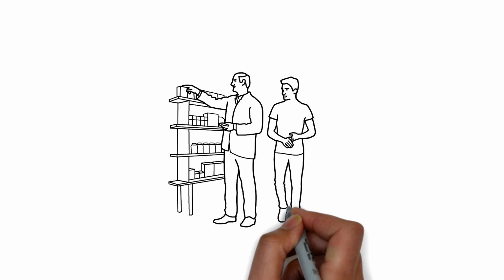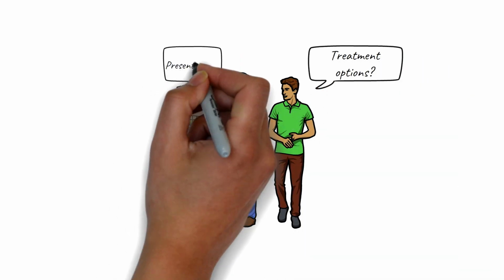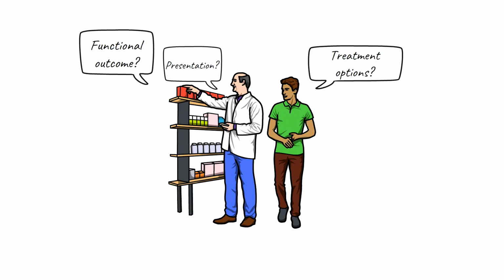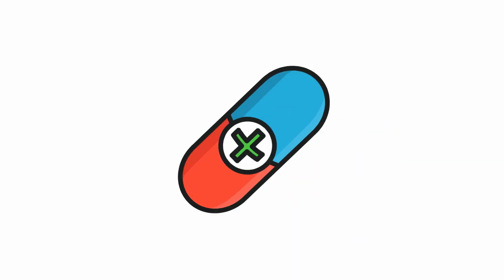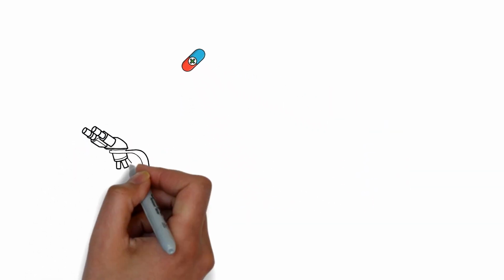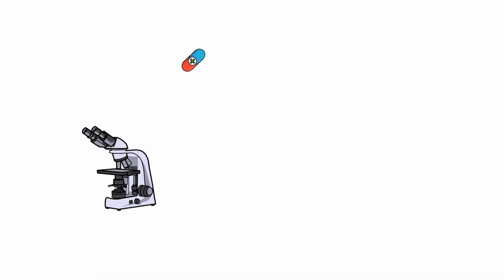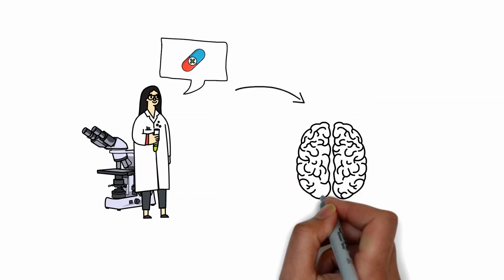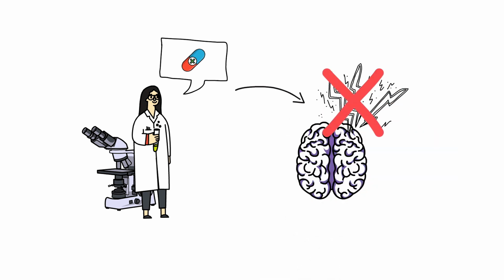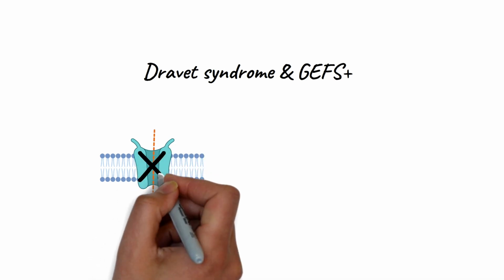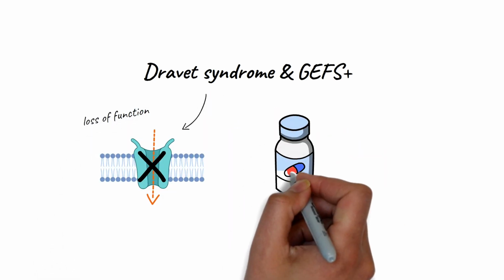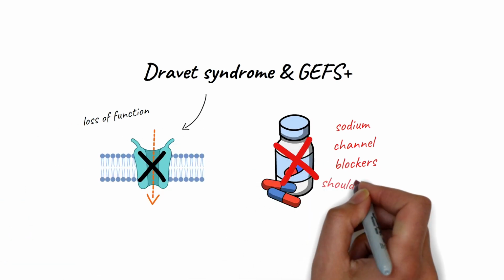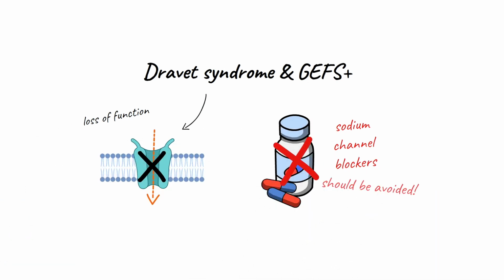Existing treatment options for SCN1A-related disorders depend on both the clinical presentation of the individual as well as the functional outcome of the variant. Currently, SCN1A-related disorders cannot be cured. However, previous research studies point to a number of different medications that have been shown to be helpful for individuals with Dravet syndrome and GEFS Plus in improving some aspects of the disorder, for example, the seizures. Because Dravet syndrome and GEFS Plus are caused by different degrees of loss of channel function variants, sodium channel blocker medications should be avoided in these disorders, as they may worsen symptoms.